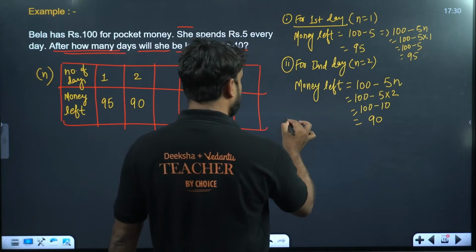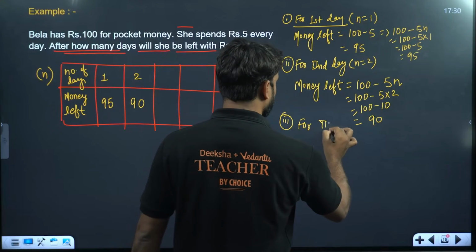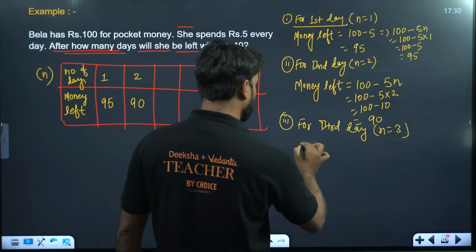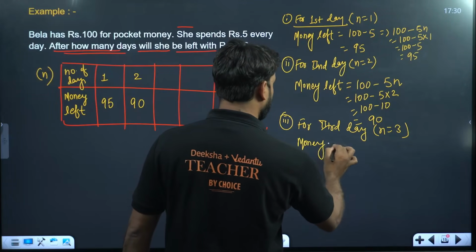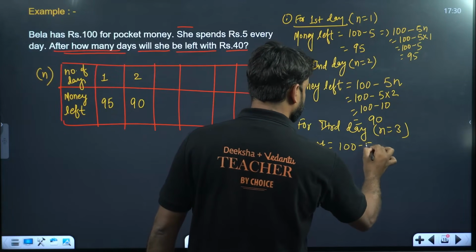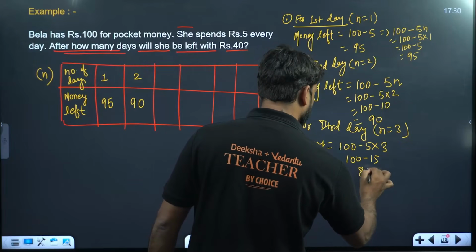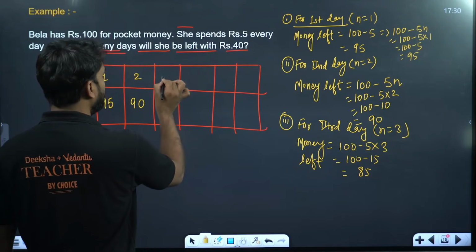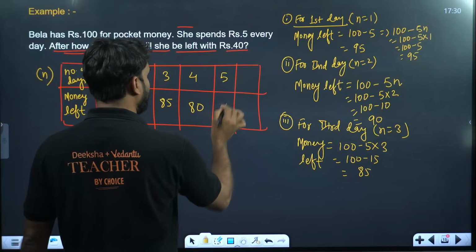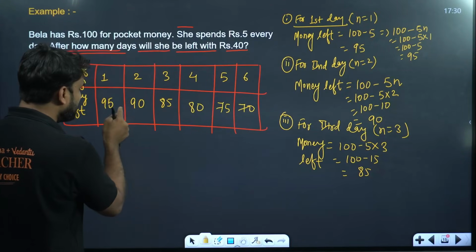Similarly for third day, so for third day n will be 3, so money left will be what? Now use the formula, money left, use this formula, 100 minus 5n. So this is following this formula, so 100 minus 15, and this is equal to 85. So on third day she has 85, on fourth day she has 80, on fifth day she has 75, on sixth day she has 70. Why? Because money is decreasing by 5 rupees.